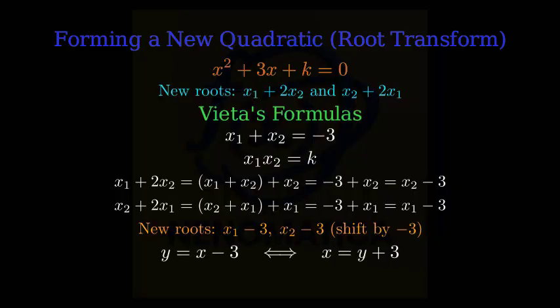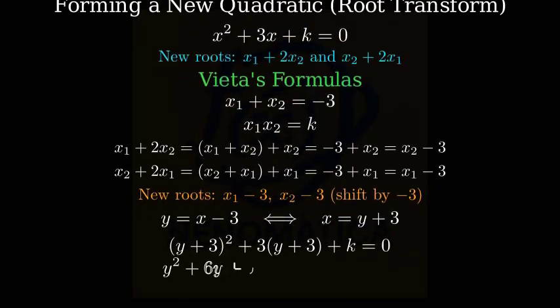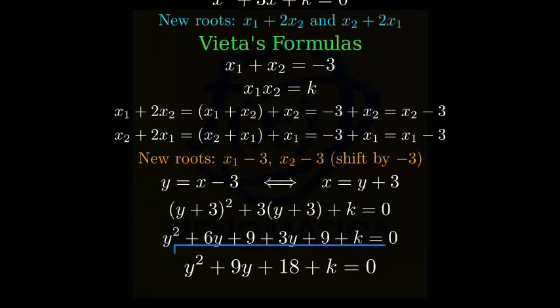Define a new variable y equals x minus 3, so x equals y plus 3. Step 4. Substitute x equals y plus 3 into the original equation and simplify. We get (y plus 3) squared plus 3 times (y plus 3) plus k equals 0. Collect like terms to obtain y squared plus 9y plus 18 plus k equals 0.